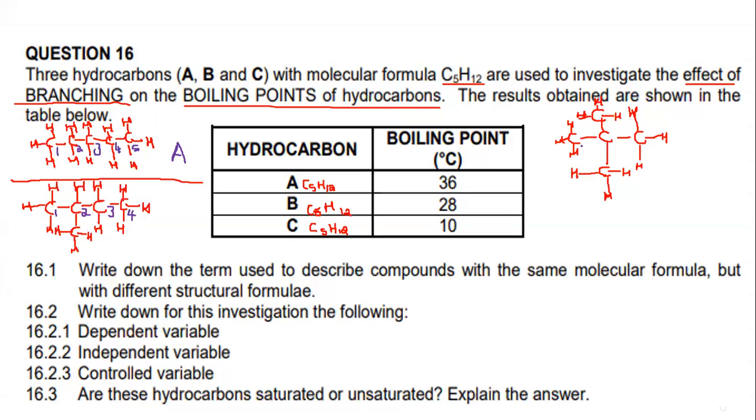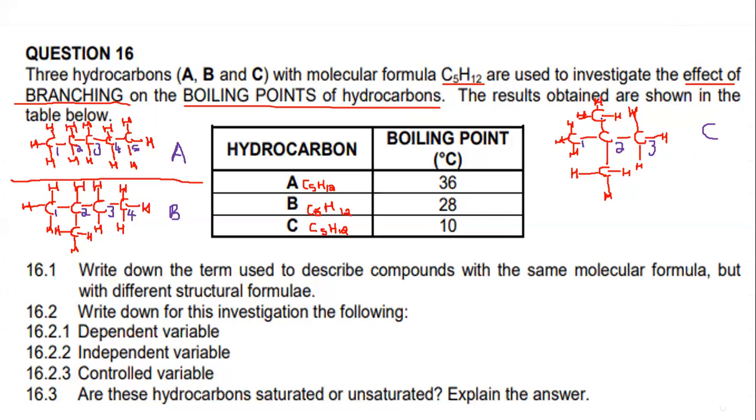Because when I look at this one, it has in the parent chain 1, 2, 3 carbons altogether. So this one must be the one with a boiling point that is between this one and this one. So this one is B, because its surface area is less than the surface area of A, but the surface area of B is larger than the surface area of C. So automatically that tells me it must be hydrocarbon C.